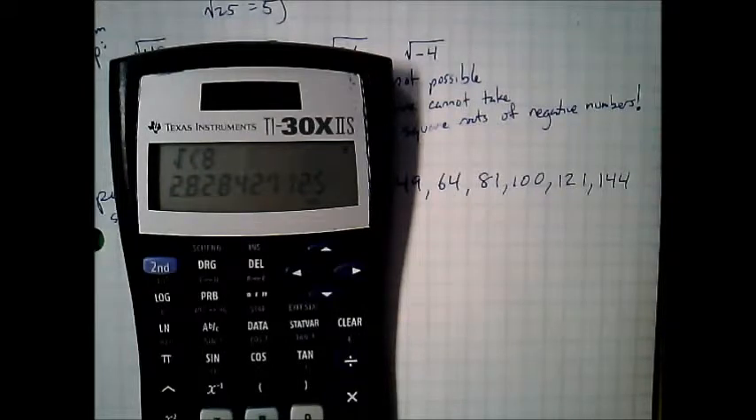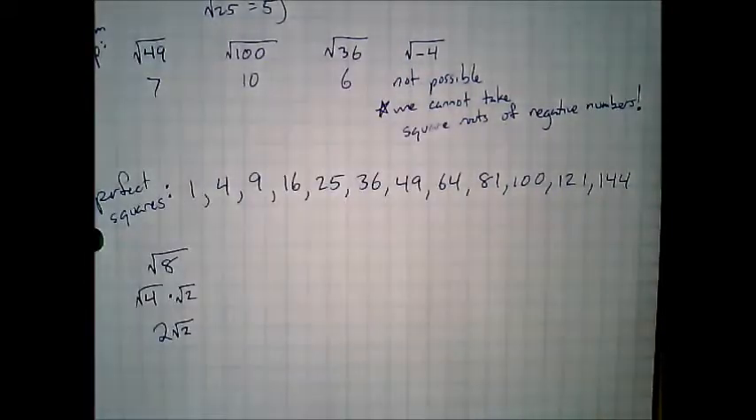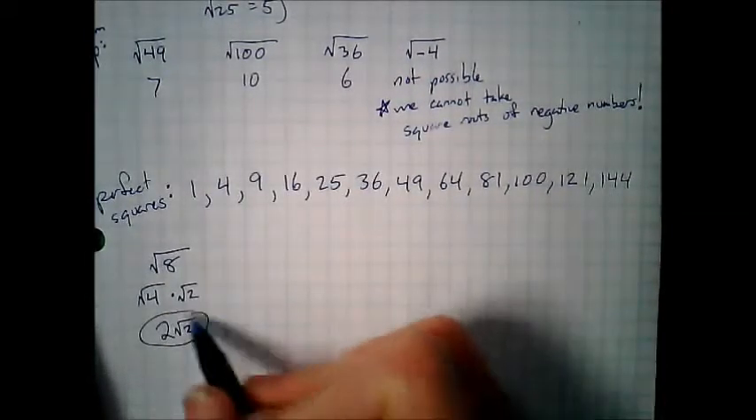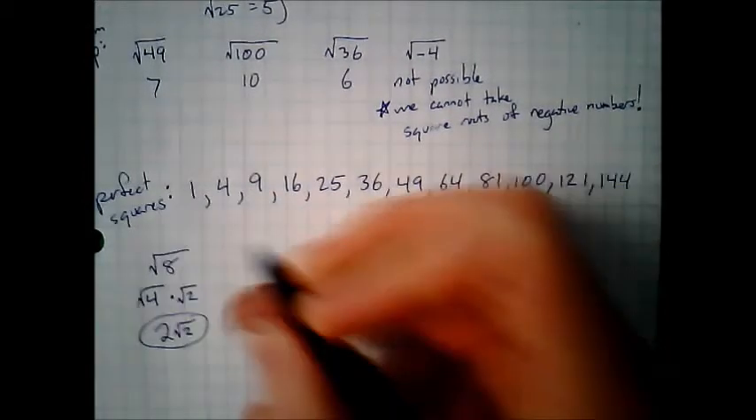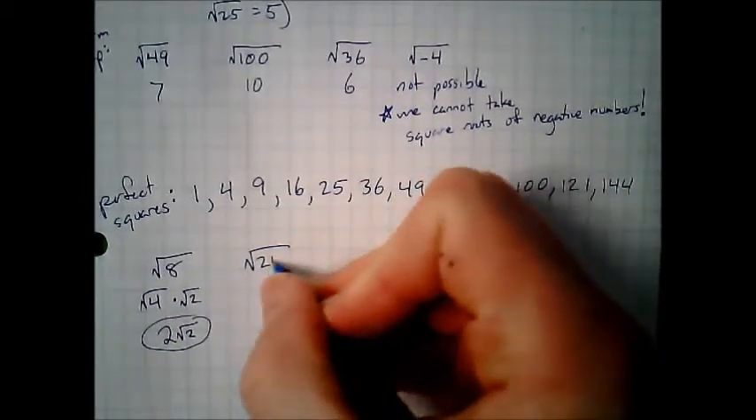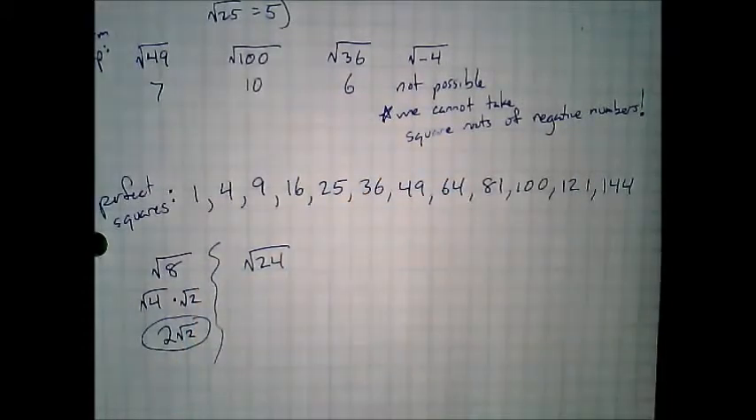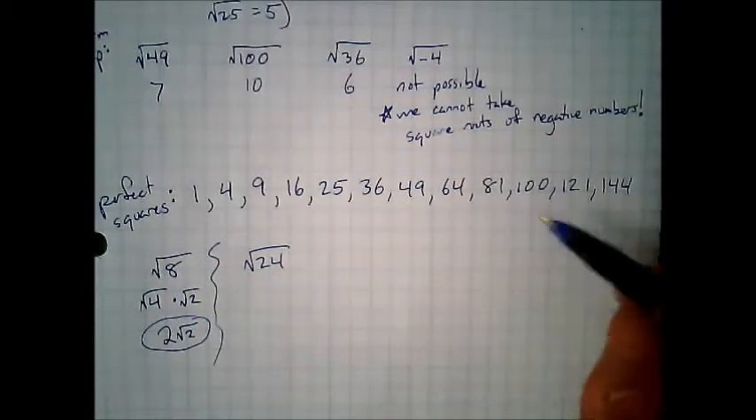Yeah, we got 2.828. Okay, that's just a way to check your answer, but this is the answer. That's what a simplified square root is. Okay, and this is a weird process, so we're just going to do a couple more together. Okay, this is square root of 24.